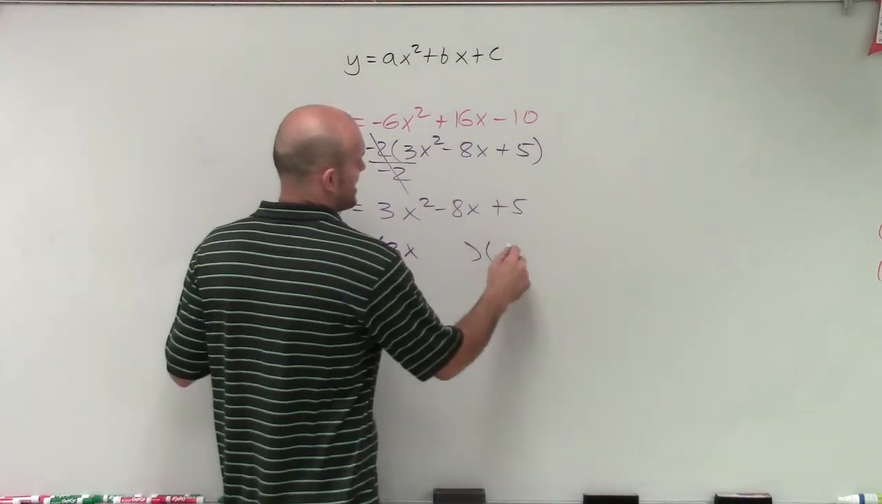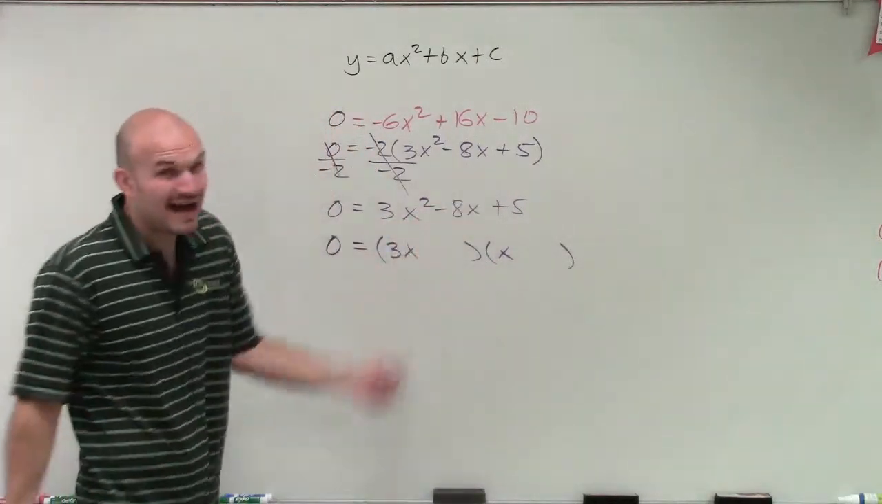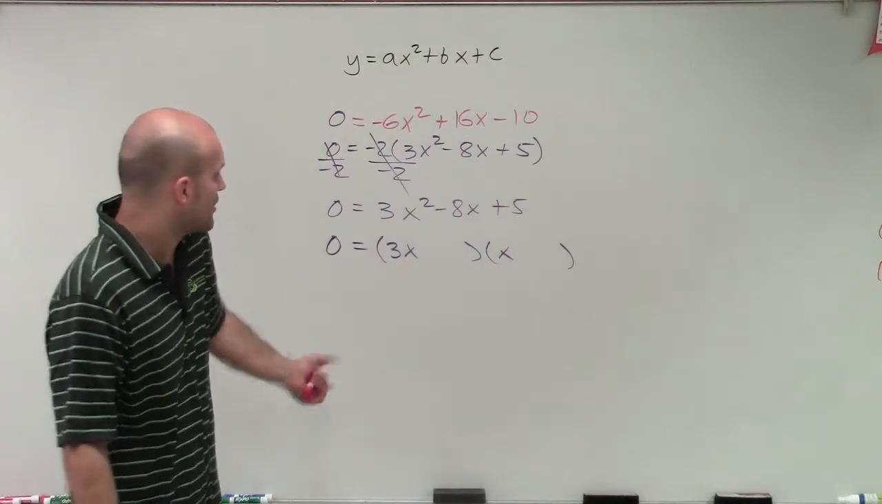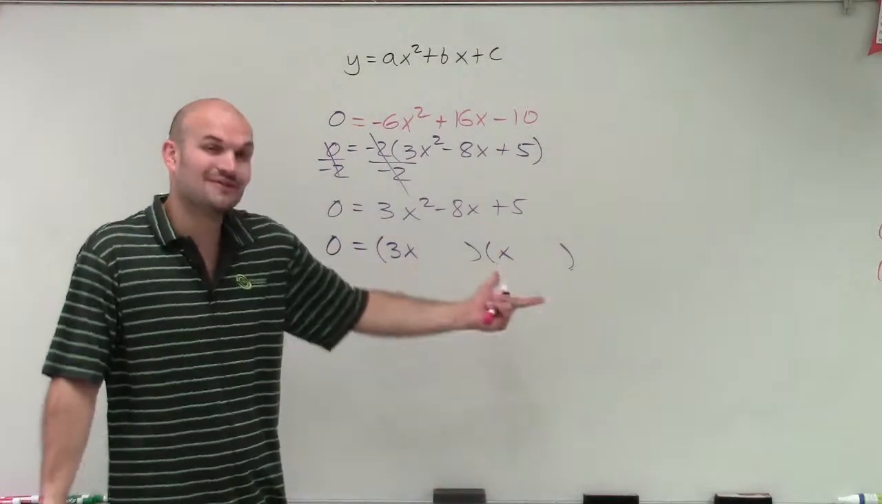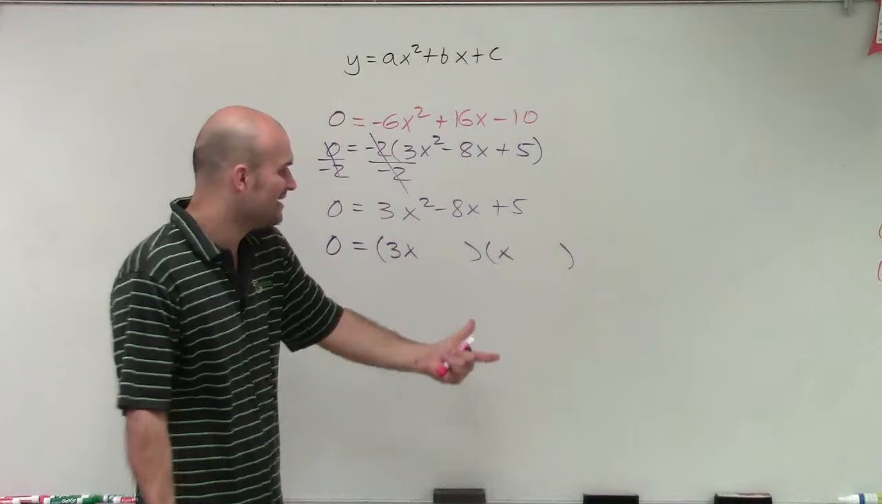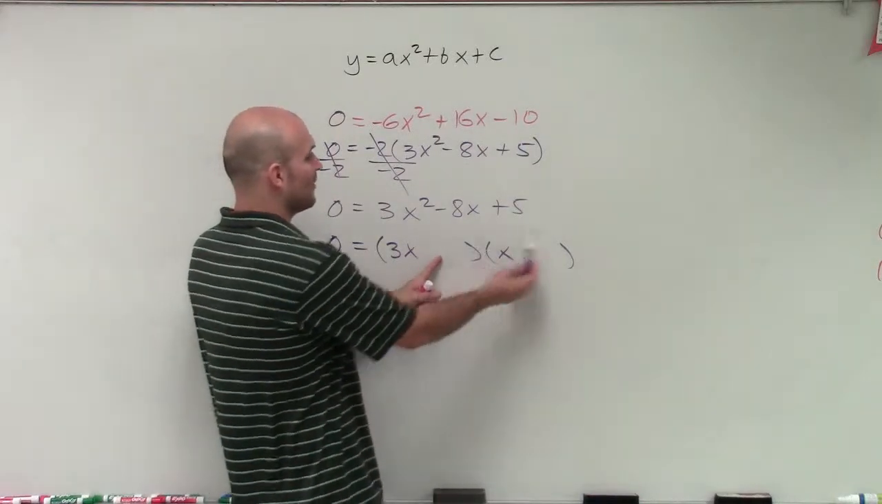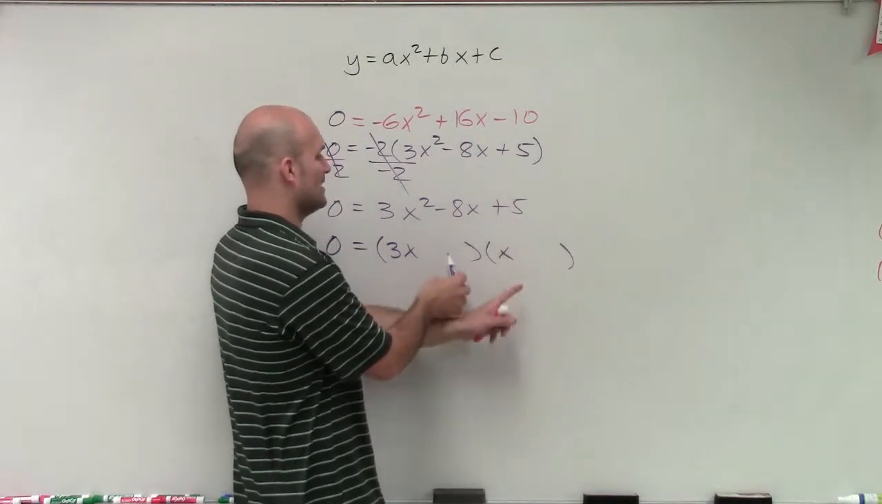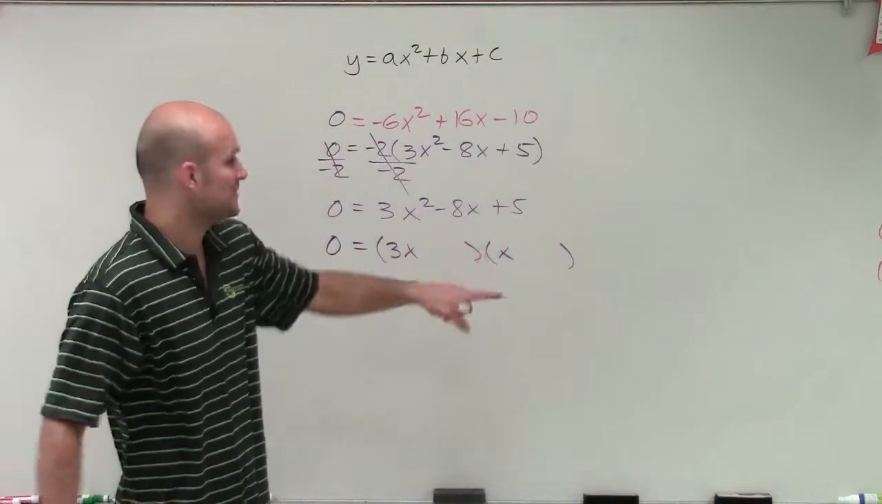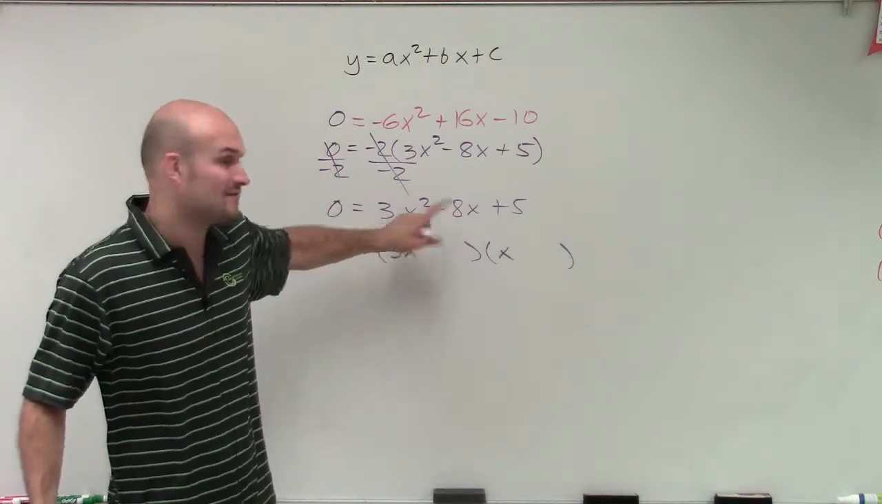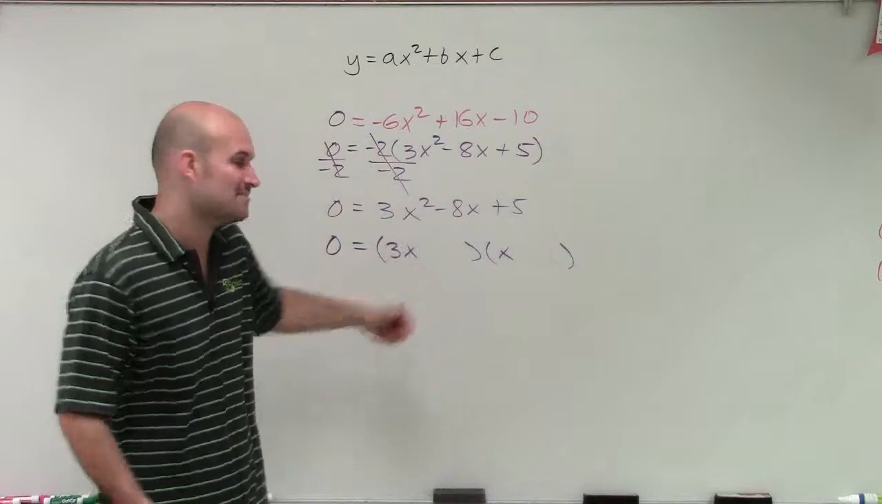So I have 3x times x. And then since the only factors of 5 are 5 and 1, I know I'm either going to put a 5 here and a 1 there, or a 1 here and a 5 there. But the main important thing I notice is this is negative. Therefore, both of those values have to be negative.